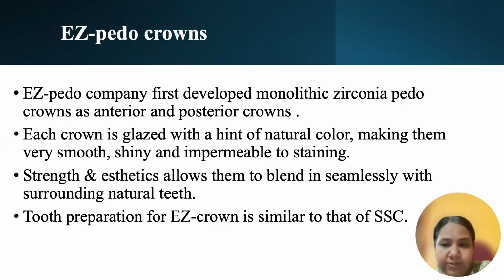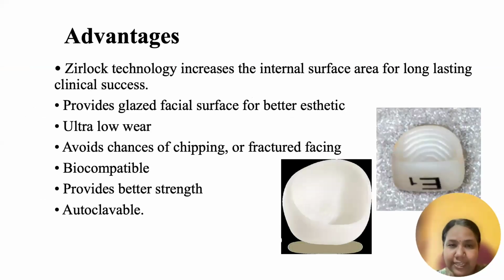These pedo crowns were basically developed as monolithic zirconia pedo crowns. Both anterior and posterior are available. They have a hint of natural color, so they're very smooth, shiny, and they do not stain. We already looked at why they are non-porous, because of which they do not stain easily. So again, tooth preparation for EZ is very similar to that of a stainless steel crown. It requires minimal reduction, but again, it is subgingival.